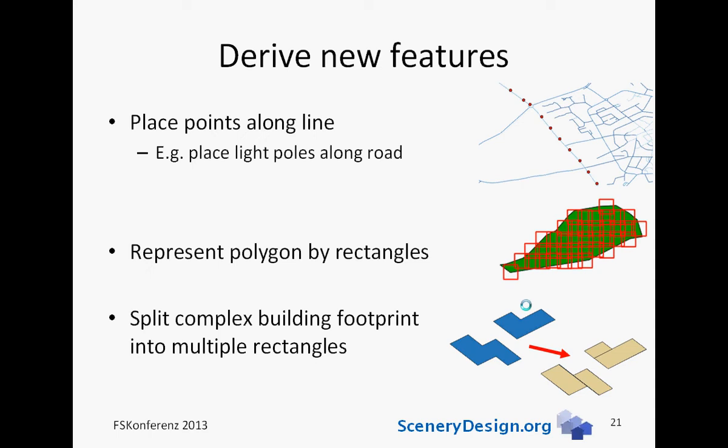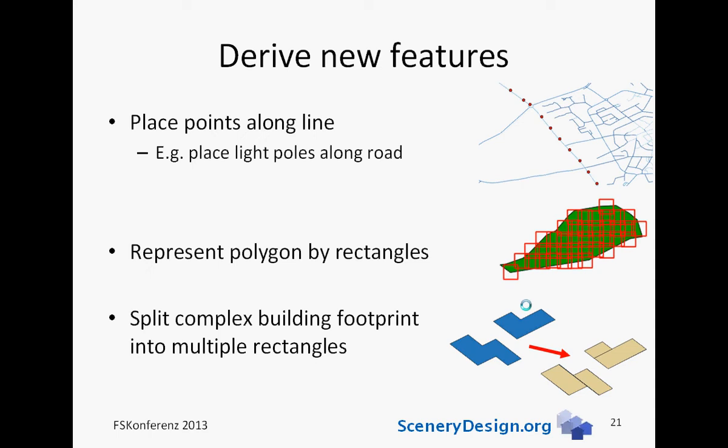Another kind of processing is to replace a complex polygon by rectangles, which is what you see on the middle picture. This is mainly useful for Flight Simulator 2004 vegetation. As you might remember, I mentioned that that kind of vegetation always has to be rectangular. So if you have a forest in a much more complex shape, you need to break it up into a set of rectangles, and that's exactly what this kind of processing can do.